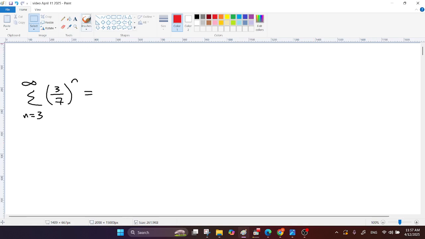Okay, let's start. Here we have geometric series. What's the formula for geometric series? First, divided by 1 minus r, if the absolute value of r is less than 1. So here we have 3 over 7. It's less than 1, so we can apply this formula.